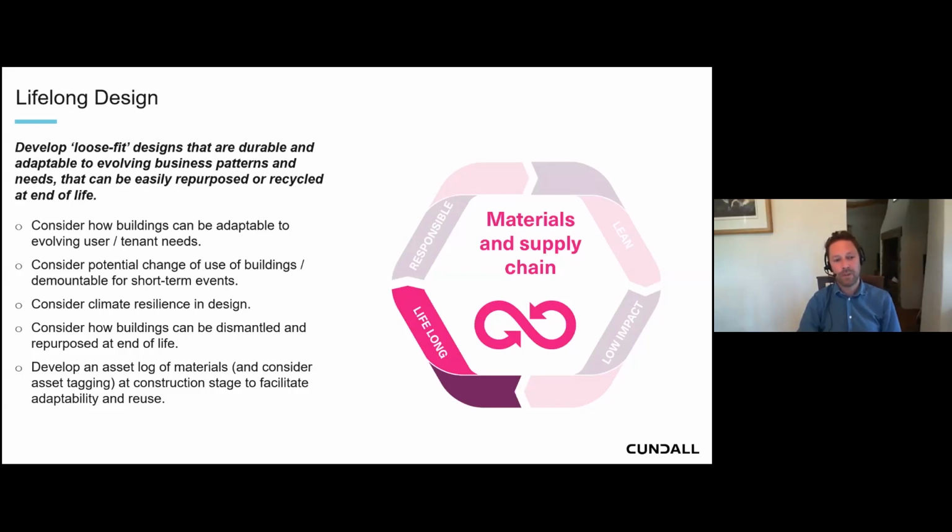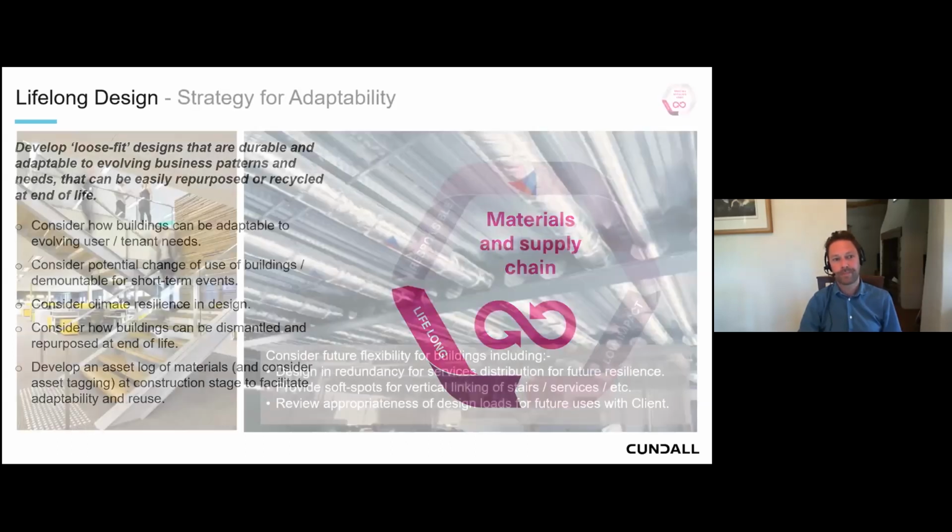And then looking at how buildings could be dismantled and repurposed at the end of life, and thinking of things like creating an asset log so that we can asset tag materials, we can capture that in our BIM models. One of the things that stops reuse of materials or adaptation of buildings is because often we don't know much about the materials. So if we can capture that at the design stage, that will protect the future of our buildings.